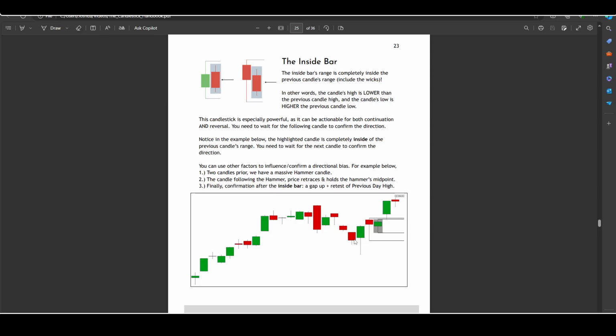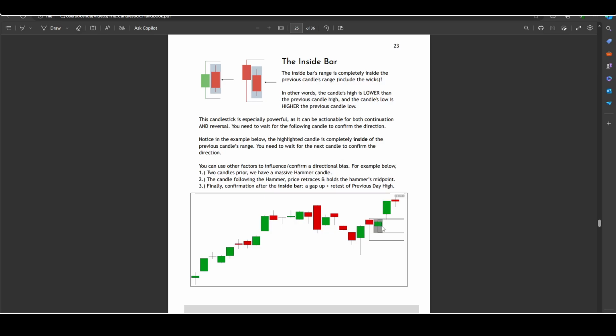The candle following the hammer, price retraces and holds the hammer's midpoint. So it is this one. So here we have this candle. Here's the inside bar. Here's our hammer here. You have a hammer here, kind of initiating it, further initiating it. We're sitting inside of it. And then we get a higher open into a higher push. Price retraces and holds the hammer's midpoint.